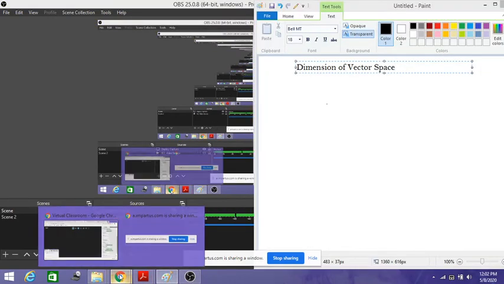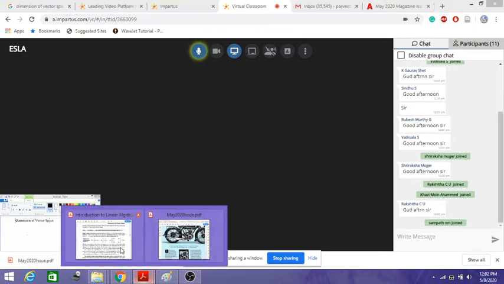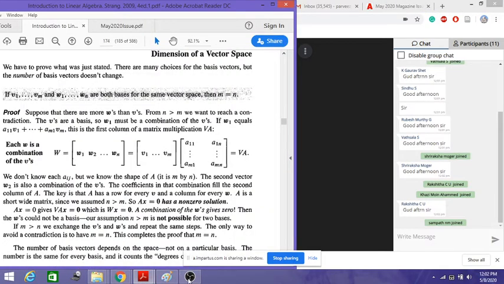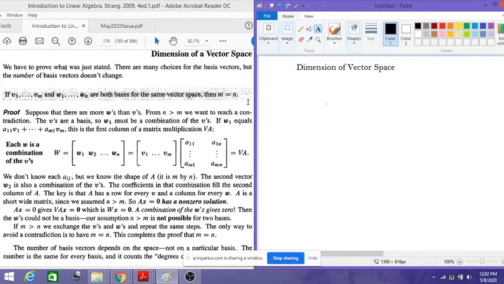Okay, so today we're going to talk about the dimension of the matrix. In the last tutorial, as I said, we discussed the basis and linear independence, and then we defined what is the basis of the vector. So, in connection to that, we will talk about the dimension of the vector space.